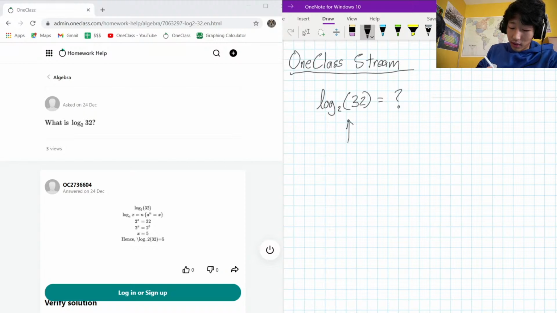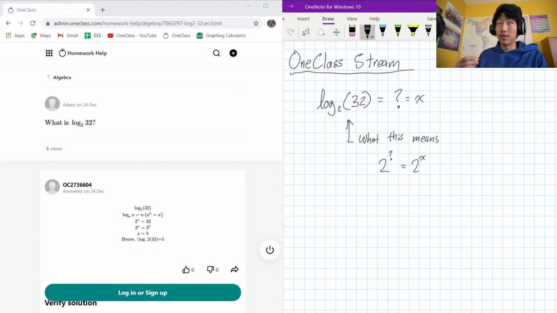Now let's talk about what this really means. This means we're looking for 2 to the power of something. That's our result right here. We might as well just say that's x, because typically when we have unknowns, we write them as x. It's a little bit easier to deal with. What this really means is 2 to the power of something is going to be equal to 32, and we have to find out what that is. Once we have that, we'll know our answer.